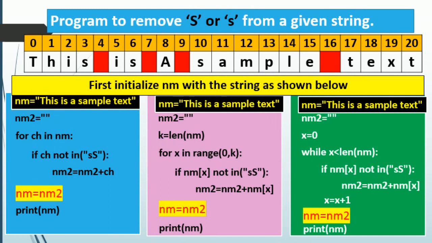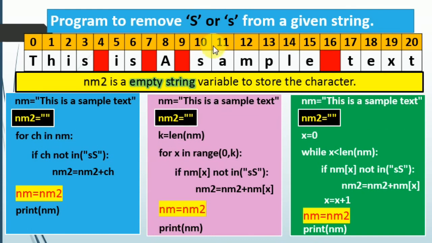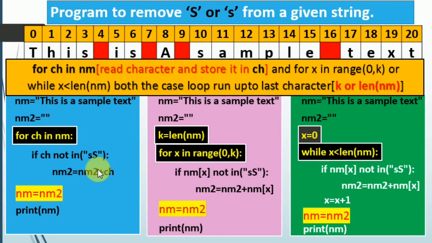If you move to the next part, we need to remove that string. So we declare one more variable, nm2 equals to blank. These are empty strings, an empty string variable I declared, because this nm2 is going to store the characters from the original one. Next step is for ch in nm. Ch is going to read the characters from the string. Here for x in range 0 to k, k is going to hold the length. So x is going to provide us the index value 0, 1, 2, 3, 4. So this is going to work the same way.